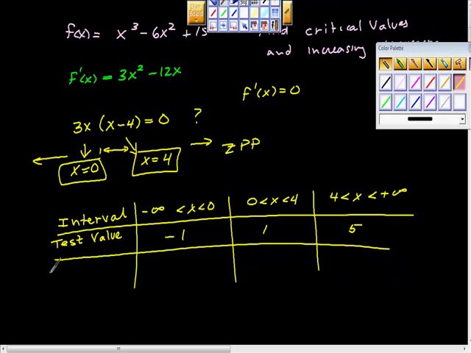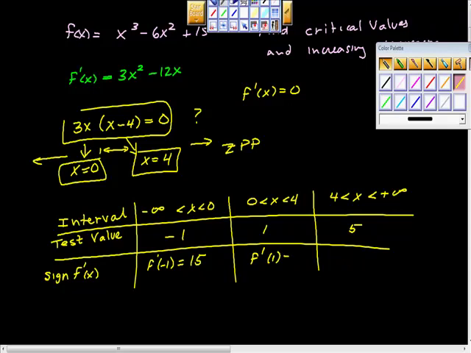And then what I want to know is, what's the sign of that test? What's the sign of the derivative of that test value? So that is to say, what is f prime at negative 1? And f prime at negative 1, if you put it into this function right here, is equal to 15, I believe. And f prime at 1, I believe, is equal to 9.